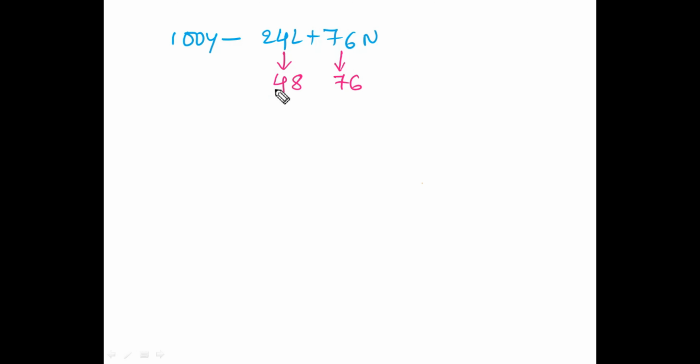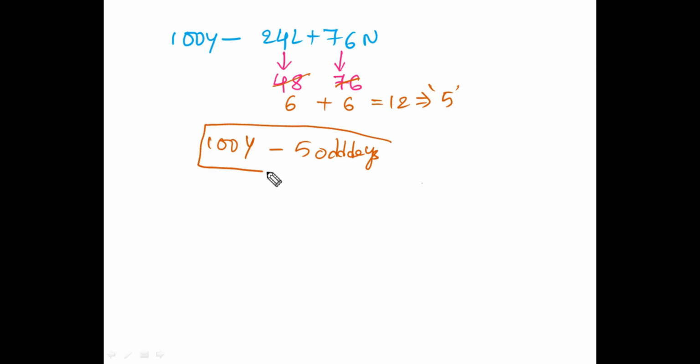Instead of doing that, simply we can do individually also. In this 48, what is exactly divisible? 42 is exactly divisible. Remainder is 6. In this 76, 70 is exactly divisible. Remainder 6. 6 plus 6 is 12. In these 12 days there are 5 odd days. Overall 100 years consists of how many odd days? 5 odd days.